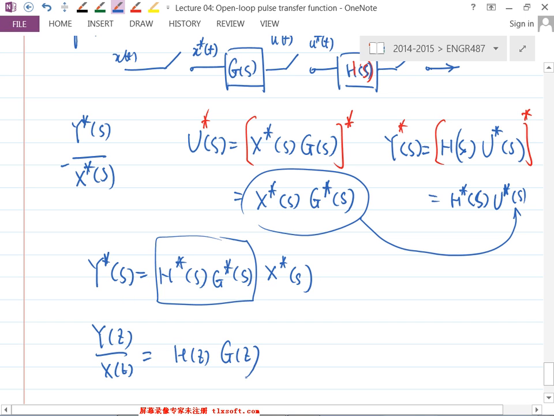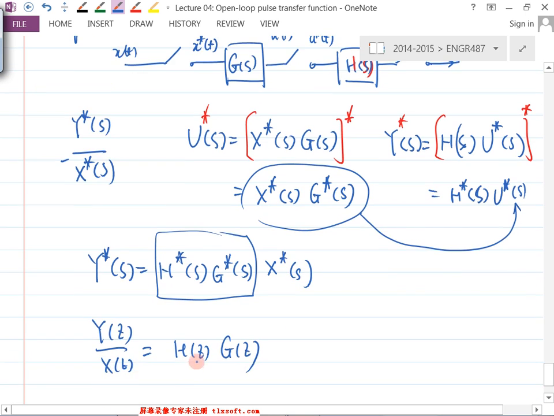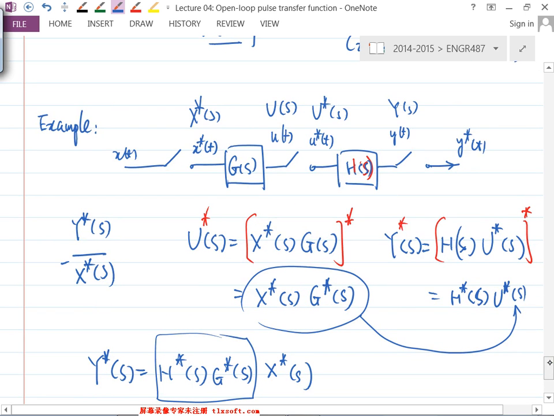Okay, is that clear? So take a second look at this diagram here. Why is it so nice in this case? It's just simply this h of z times this g of z. Why is it so nice here? It's because you look at this one here.